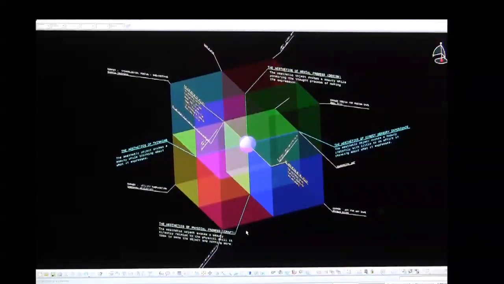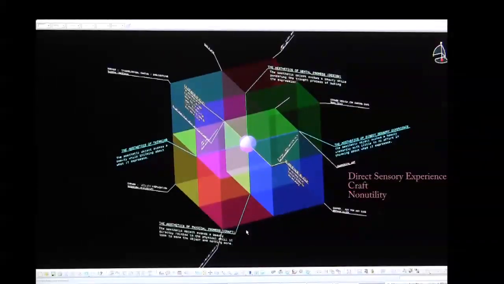For the Kinkade painting, I would say that this painting is more about the aesthetics of direct sensory experience as opposed to the aesthetics of thinking. So it would hang more over in this area. It's also more about craft as opposed to design. So it would fall more in this area. And then of course I see it as non-utility, which forces it over somewhere close to this corner. So in this blue octant, you'll find a lot of paintings mapped here.